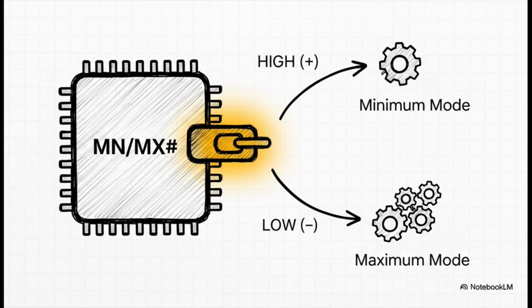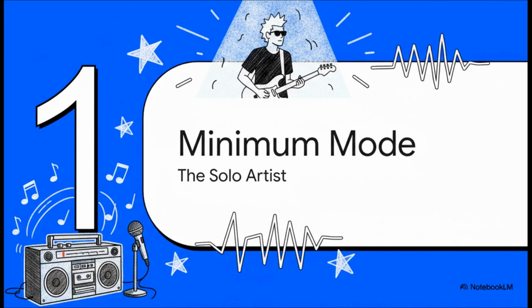They added one single pin to the chip called the MN/MX bar pin. And by connecting this one little pin to either a high or low voltage, you could completely change the chip's personality. You could switch it between what they called minimum mode and maximum mode. So let's start with personality number one, minimum mode.